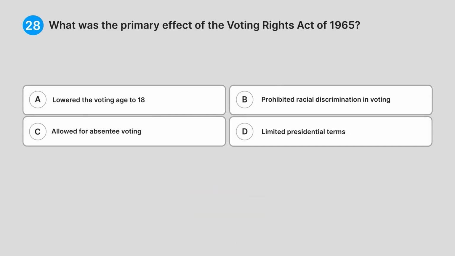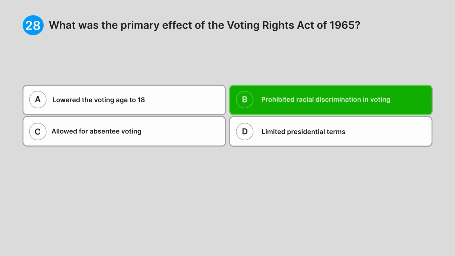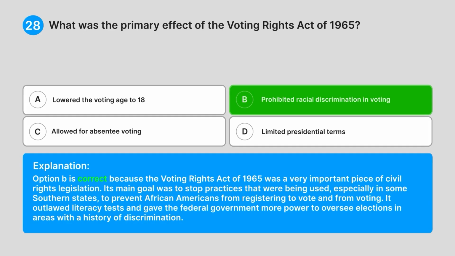Correct answer. B. Prohibited racial discrimination in voting. Explanation. Option B is correct because the Voting Rights Act of 1965 was a very important piece of civil rights legislation. Its main goal was to stop practices that were being used, especially in some southern states, to prevent African Americans from registering to vote and from voting. It outlawed literacy tests and gave the federal government more power to oversee elections in areas with a history of discrimination.